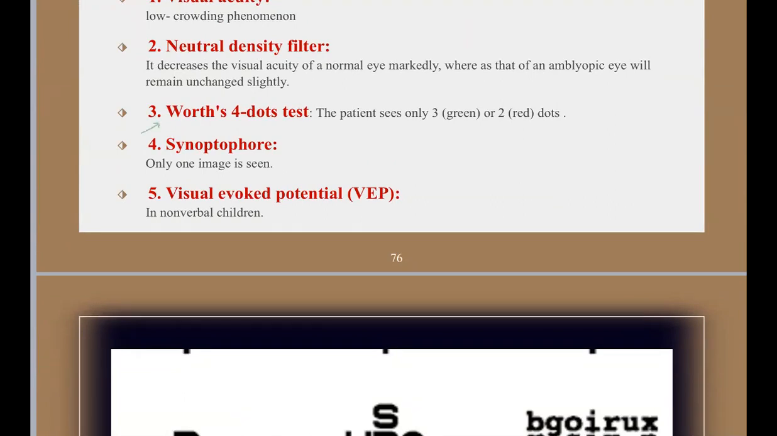The Worth 4-dot test, we will talk about this later, the patient will see just 3 green or 2 red dots. Synoptophore also, the patient will see only 1 image.